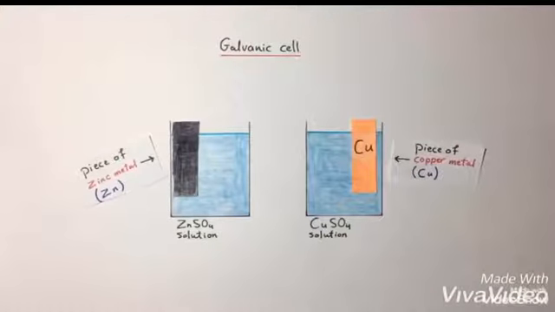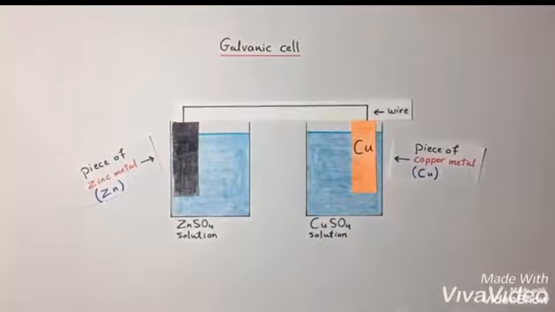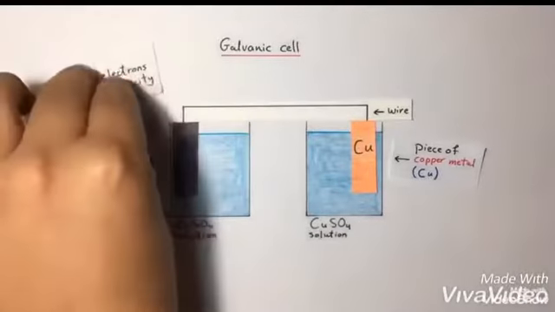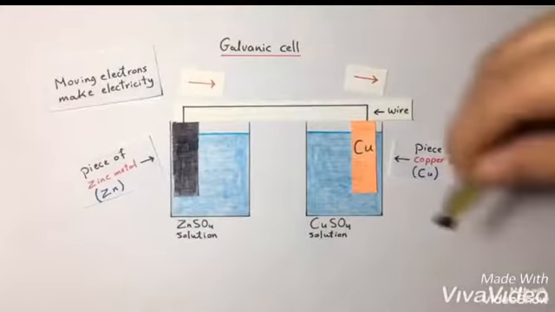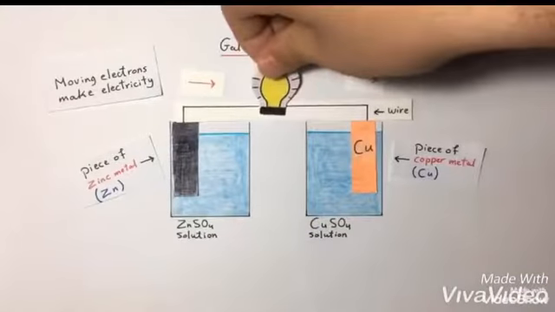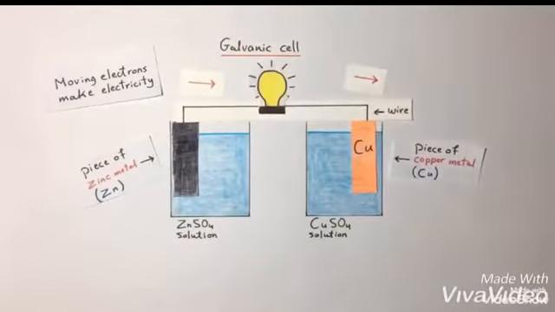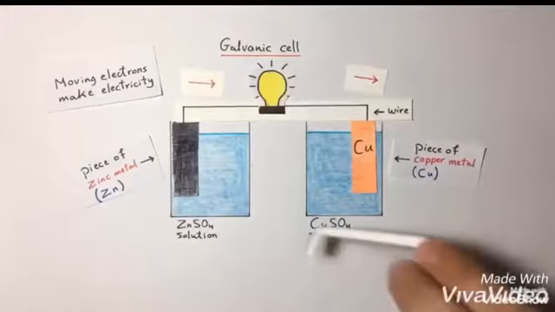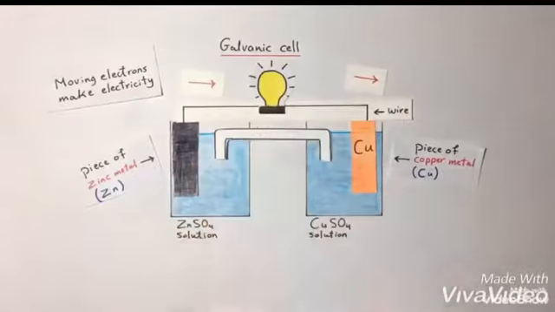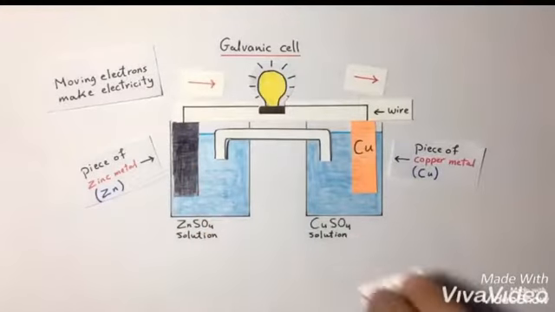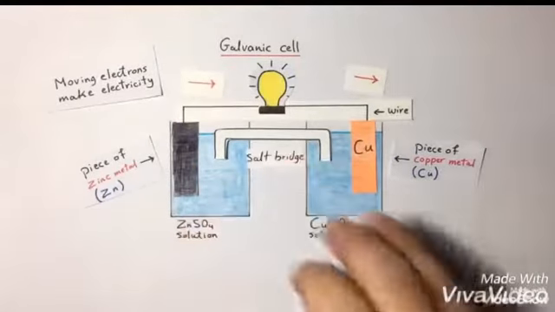The next thing we do is we take a metal wire, and we use that to connect the two pieces of metal together. And when we do this, something amazing starts happening. Electrons start moving through this wire. They move from the zinc metal into the copper metal. Now, this is a big deal because moving electrons are what make electricity. And we could see that when we put a little light bulb here, it turns on because of electricity. And over here, we put the salt bridge that connects the two beakers.